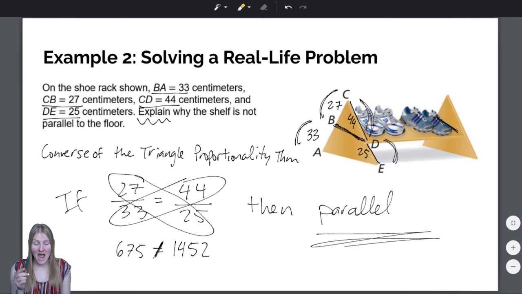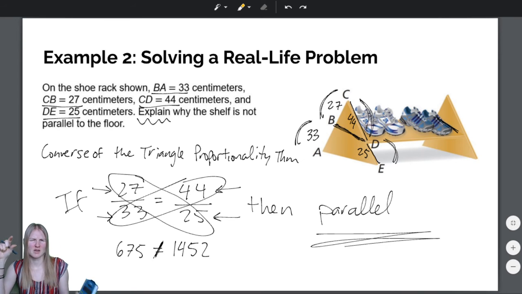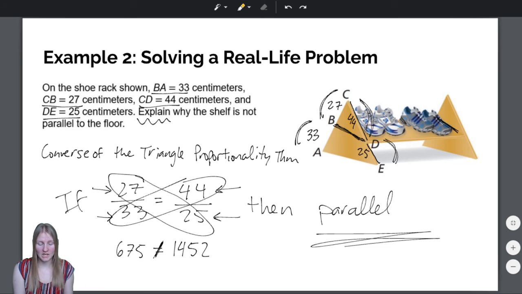Those are not equal at all. And you can see 27 is smaller than 33. But on the right-hand side, 44 is bigger than 25. So shouldn't we have both of the bigger numbers on the bottom and both of the smaller numbers on top? In order for them to be proportional, the fractions would need to be equal or equivalent. And if I have a smaller number on top, but then a bigger number on top, those can't be the same. So because these are not the same, we know that they are not parallel.